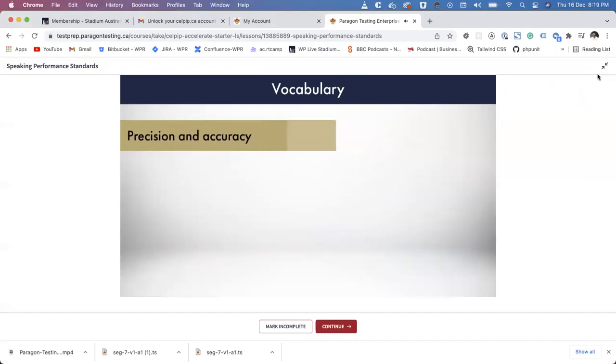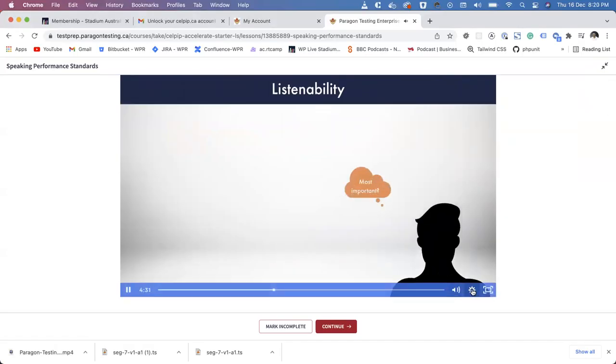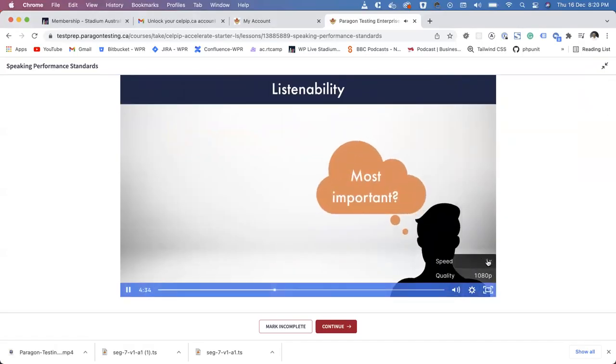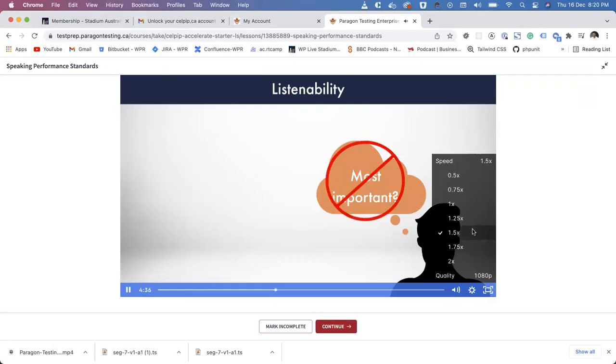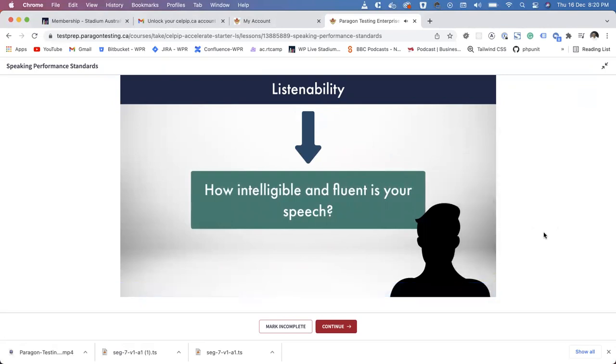The third dimension is listenability. Test takers sometimes assume that this is the most important dimension, but again, this is not the case. Listenability concerns how intelligible and fluent your speech is. How easy is it to listen to your response and understand it?